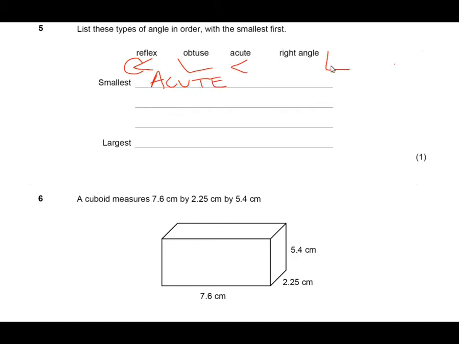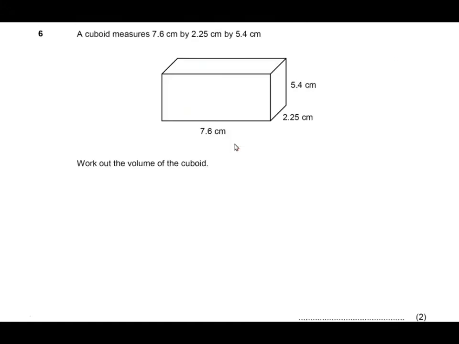The next biggest angle is going to be the right angle. The next biggest angle is the obtuse. And finally, our biggest angle is the reflex. And that's 1 mark. A cuboid measures 7.6 centimeters by 2.25 by 5.4.